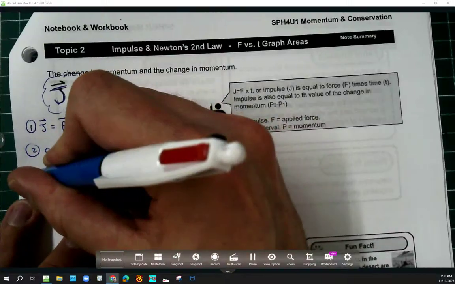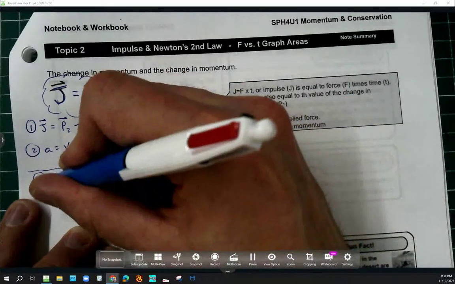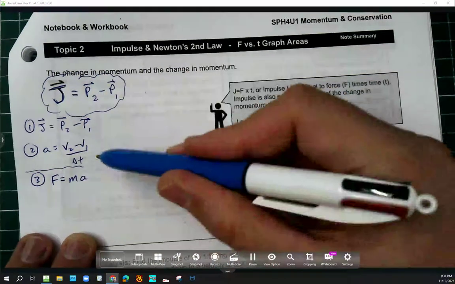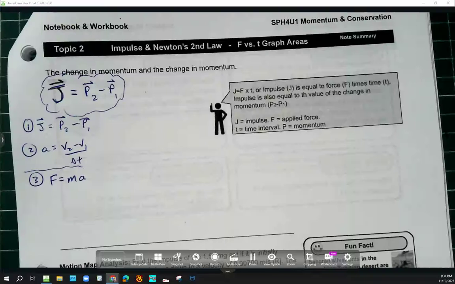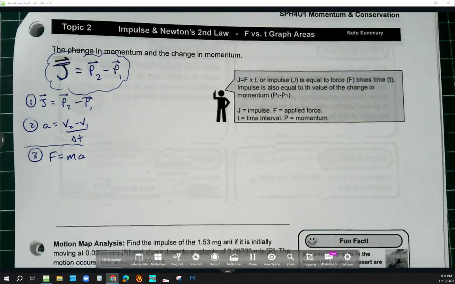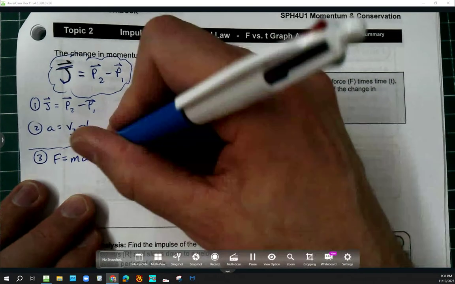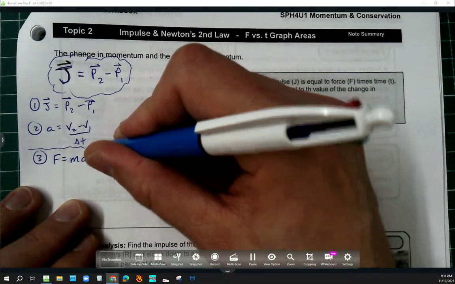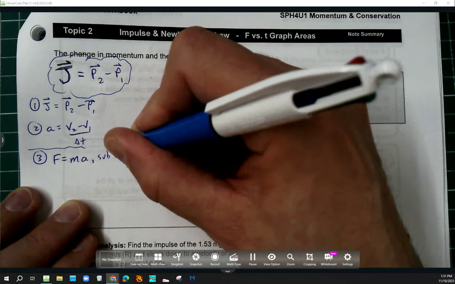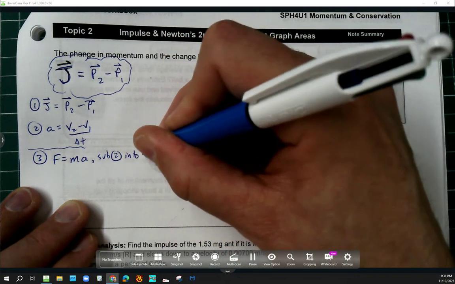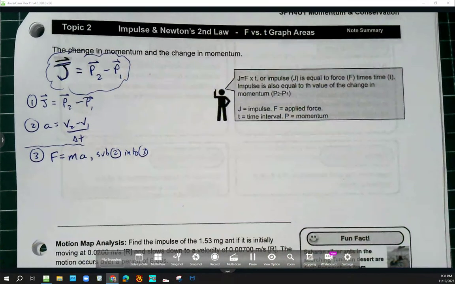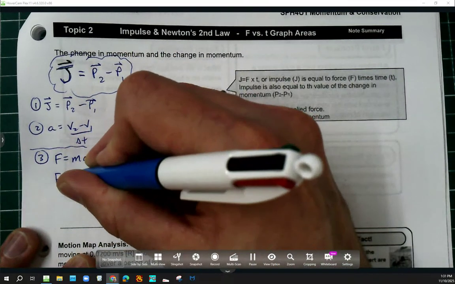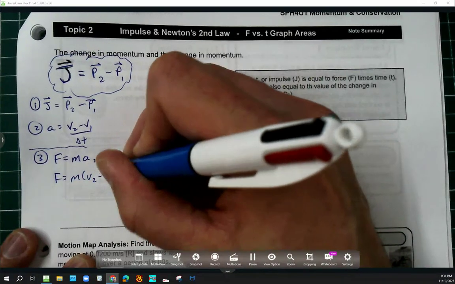Let's put a little divider here. I want to have another equation, equation 3, and we'll use Newton's second law, F equals ma. So we're using a couple of things that we're very familiar with, and this new thing, the change of momentum. Now, I know that F equals ma, Newton's second law, could be used with these guys up above. I could make a little note to myself, sub equation 2 into equation 3. And if I do, I would end up getting F is equal to mass times V2 minus V1 over delta t.